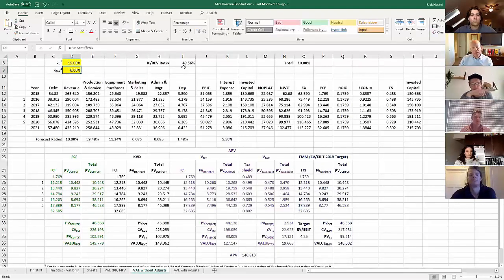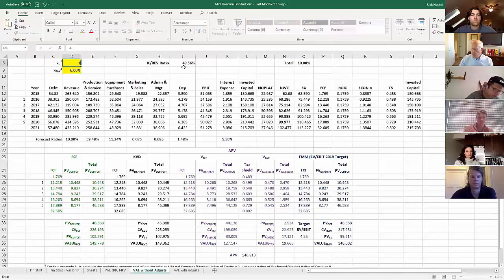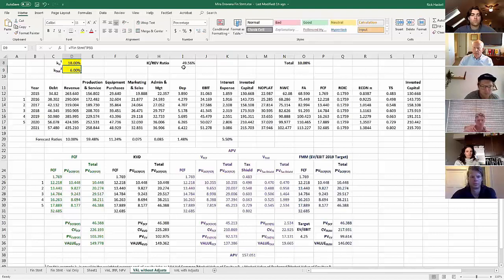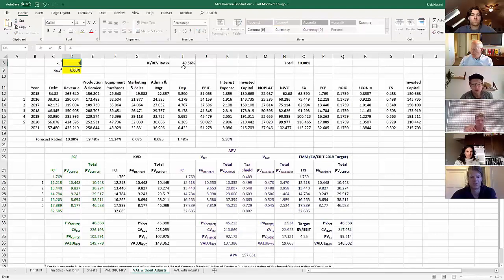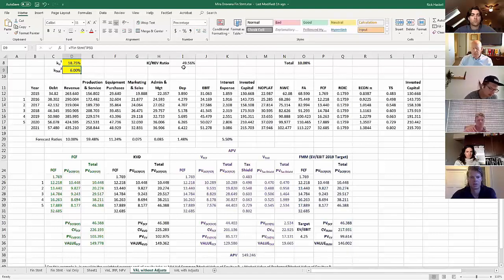And I'm not quite there. Not quite there. 18%. And now I've overshot it. And my guess is it's about 18.75. It's almost 18.75. Now, obviously, what I'm doing now is I'm guessing, right? I'm not estimating the value of it. I'm guessing at a value.